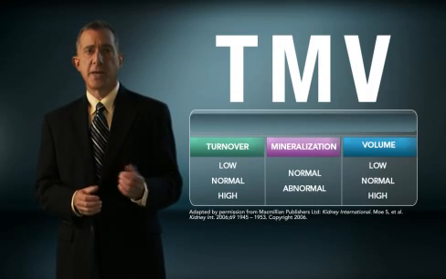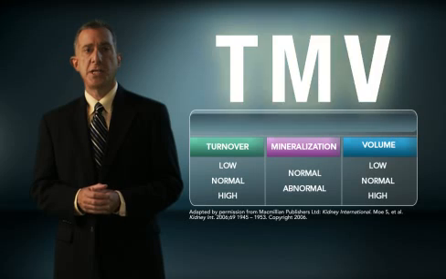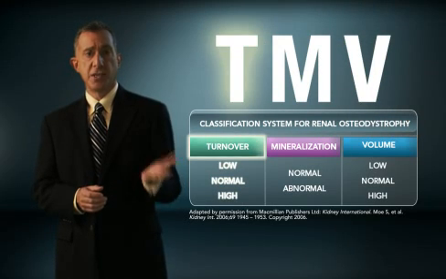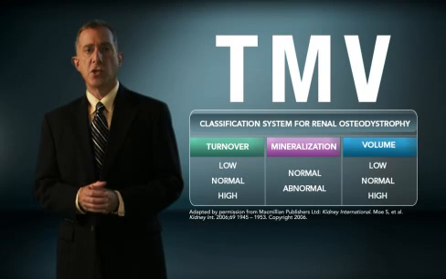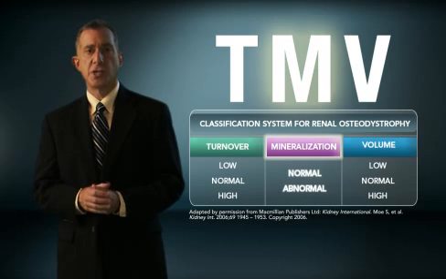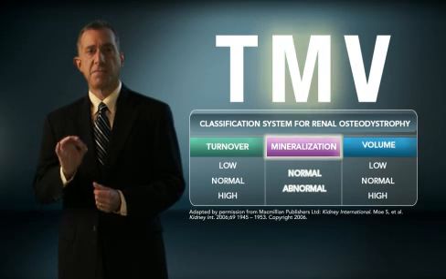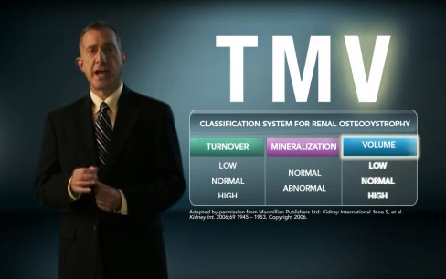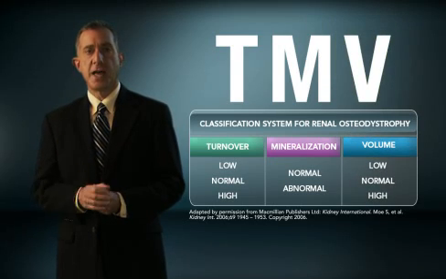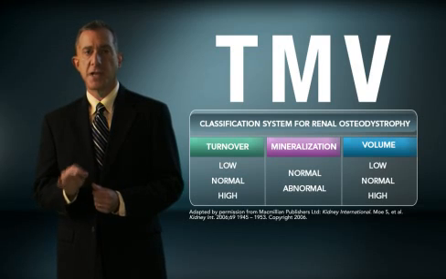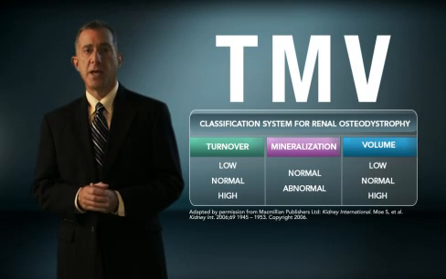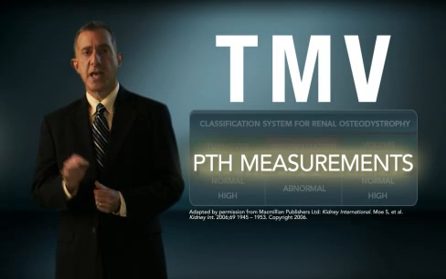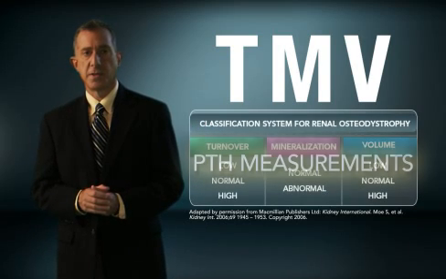These disorders can be illustrated using the new TMV classification system proposed by KDIGO. This system helps us communicate using consistent medical terminology and may help define pathophysiology and guide therapy. The gold standard for the diagnosis of renal osteodystrophy, a bone biopsy, is often not practical. Therefore, despite its limitations, PTH measurement is the best test for evaluating bone disease.